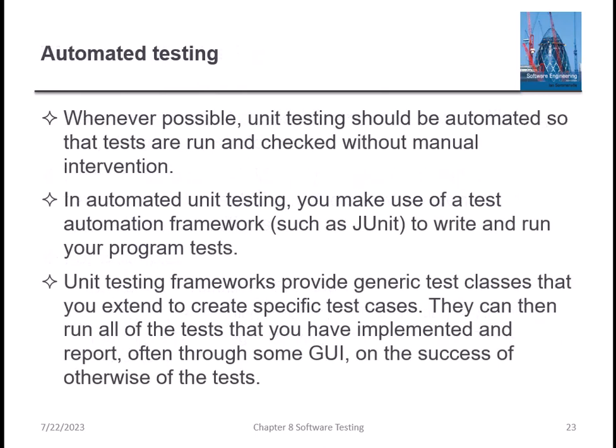Automated testing. Whenever possible, unit testing should be automated using some particular tool. In automated unit testing, you make use of a test automation framework such as JUnit to write and run your tests. Unit testing frameworks provide generic test classes that you extend to create specific test cases. They can then run all the tests that you implemented and report, often through some GUI, on the success or otherwise of the tests. Now, there are several advantages of automated testing. The first advantage is that manual testing can be biased.